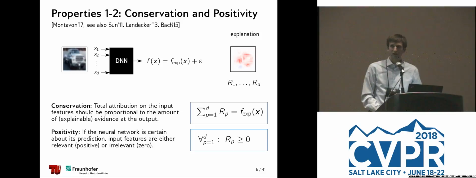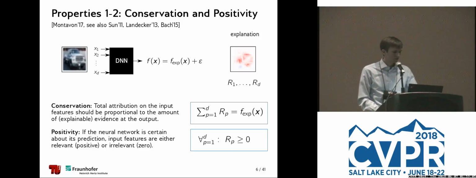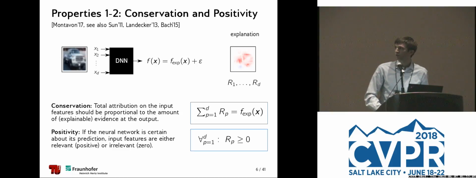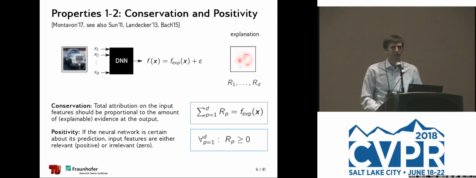The first two are conservation and positivity. So what is conservation? Conservation basically tells that the attribution on the input features should be in proportion to the amount of evidence at the output. Of course, to the amount of explainable evidence, right? If the neural network predicts always the same thing but does not look at the image, then there is no explainable evidence. That sounds reasonable, which means that if it doesn't find something, for example, it doesn't find a frog here, it will just have to produce a heat map which is zero.